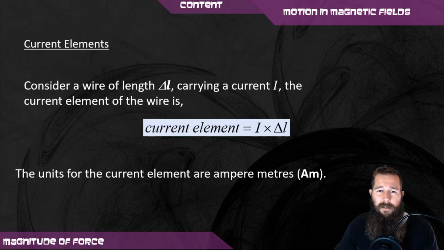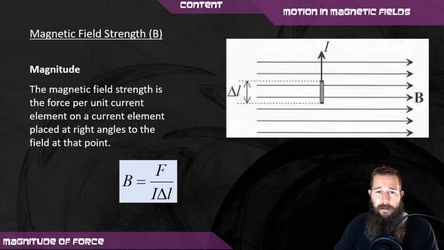So another definition is a current element. And what this is, is just a length of wire carrying a current. And the current element is its length times the current that it's carrying. The units for this are amps times meters. So we write it as Am. The magnitude of a magnetic field is the force per current element. So that's just our definition that we come up with. And from that we can create the equation below.